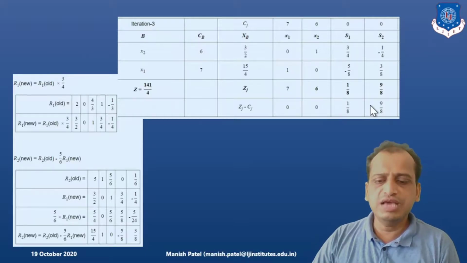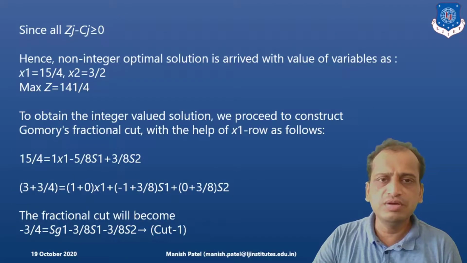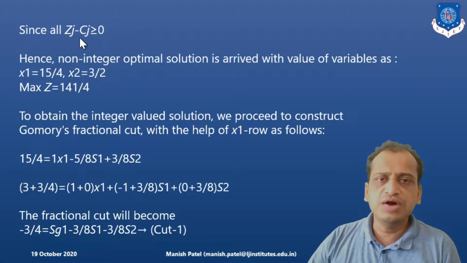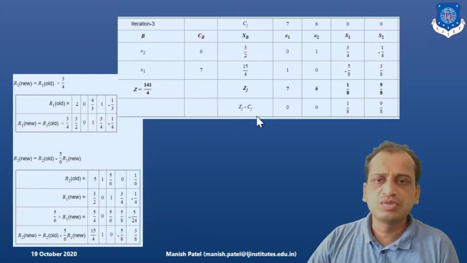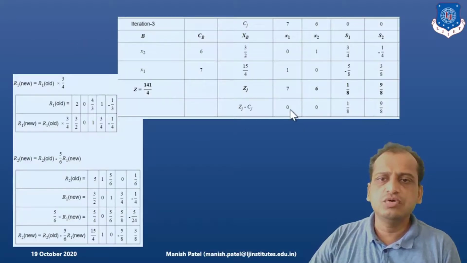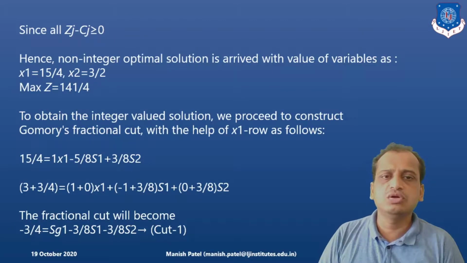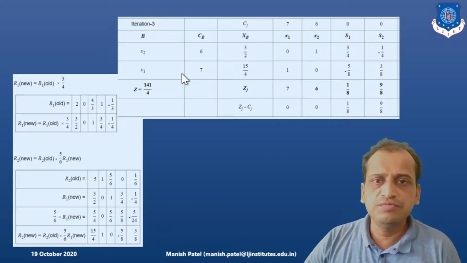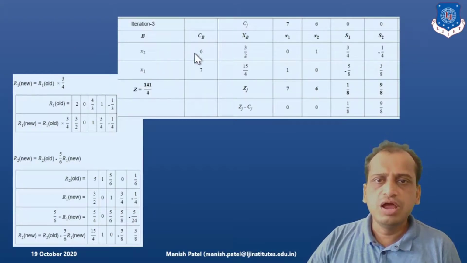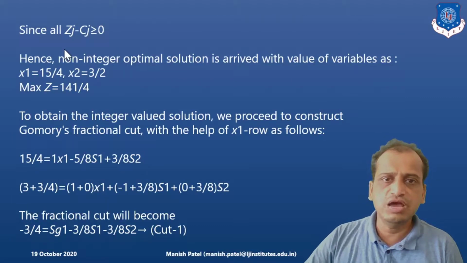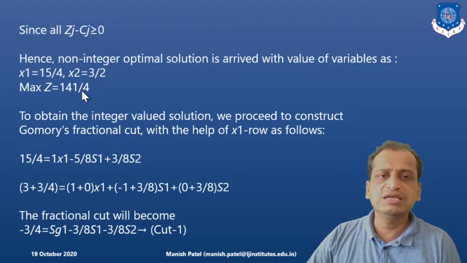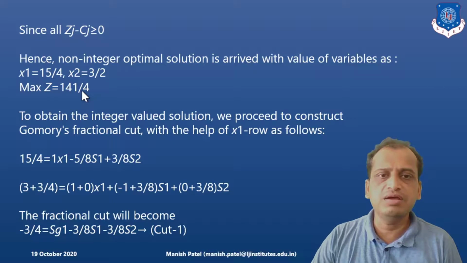Now if you see carefully, we have arrived at the optimal solution. Why? Because Zj minus Cj are all positive or 0, right? It means that we have arrived at the optimal solution. And the solution is, if you carefully see here, x1 equal to 15 by 4 and x2 equal to 3 by 2. So that is what I have written here. And maximize z is equal to 141 by 4.